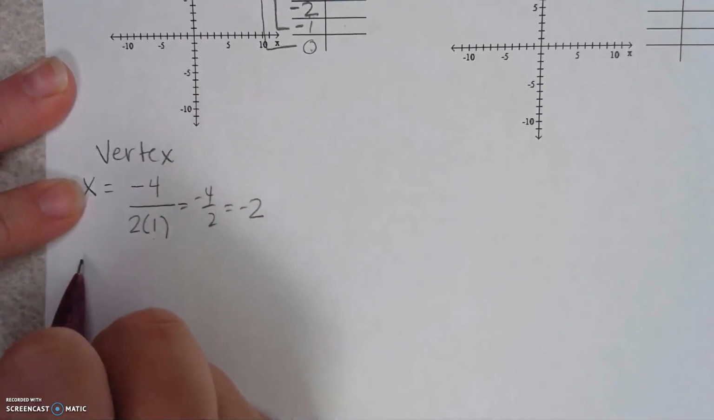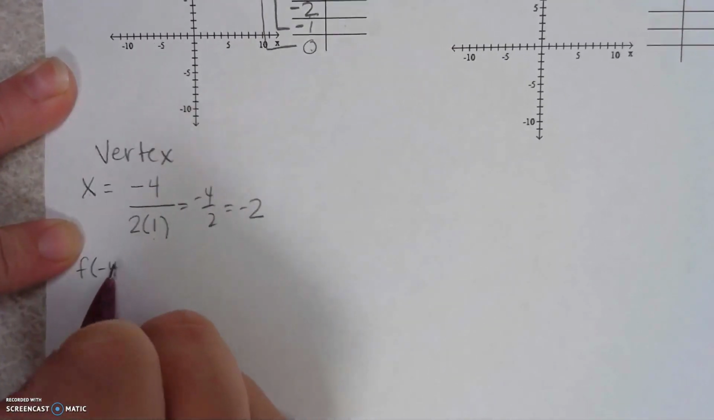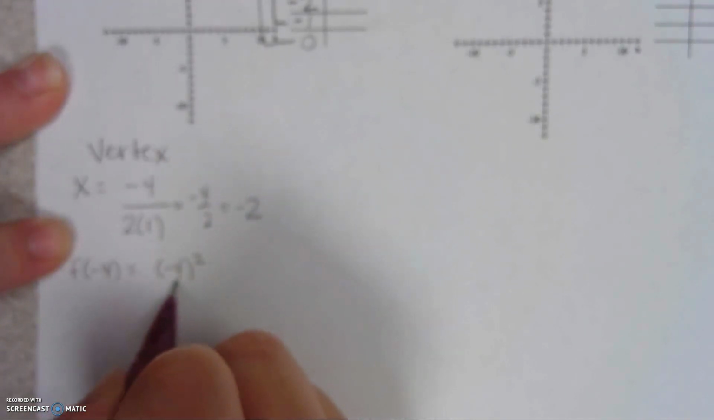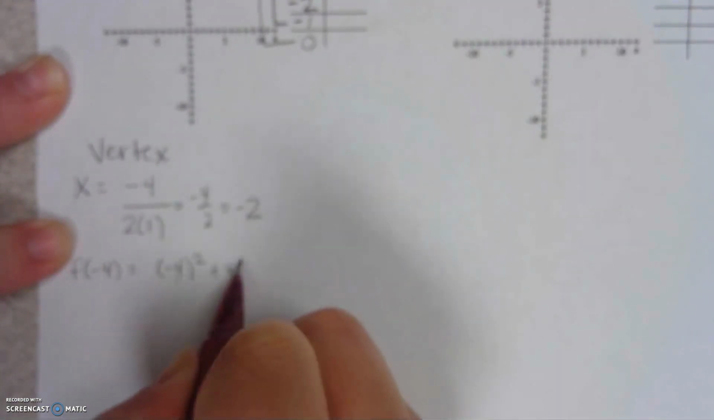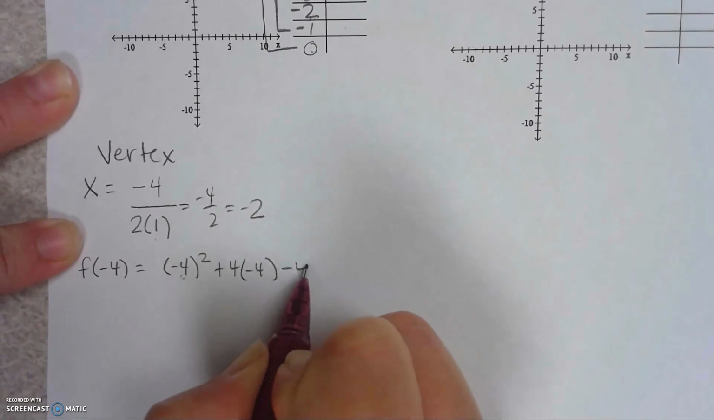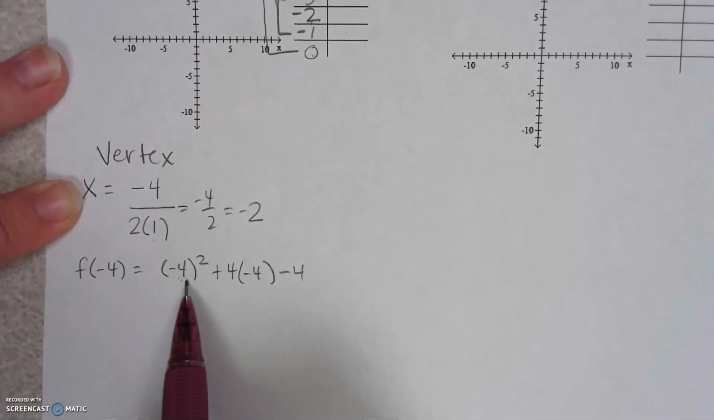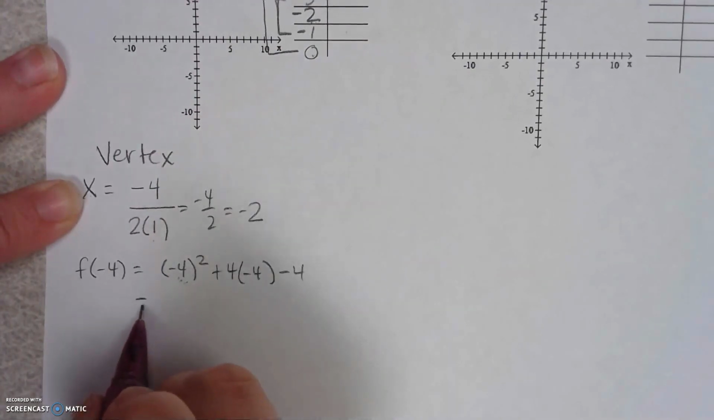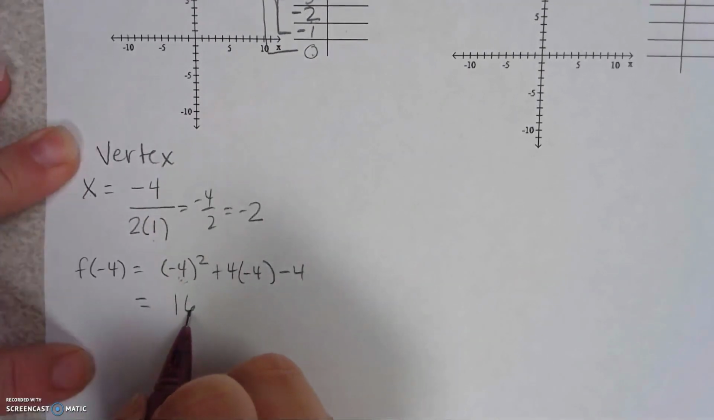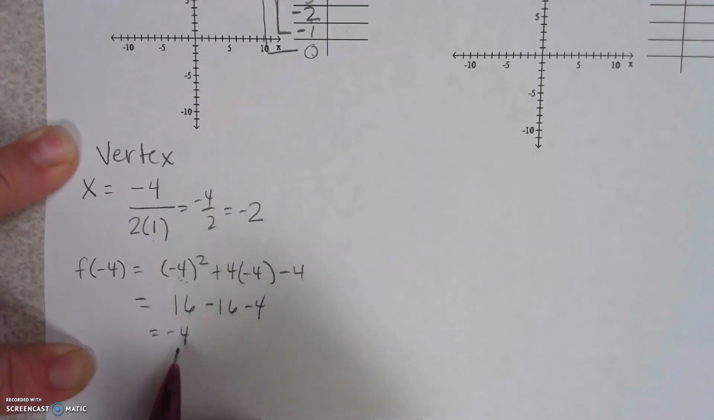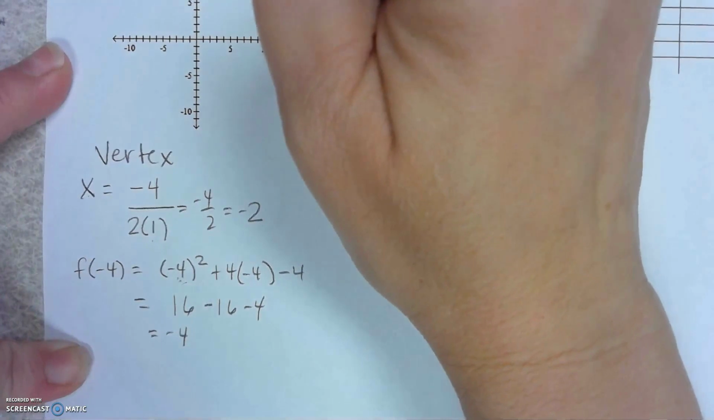So I'm going to find f of negative 4 by filling in. Make sure when you fill in a negative and you're squaring it that you put it in parentheses in your calculator. So when I fill in negative 4 in my calculator, I want to square it and put it in parentheses. So that's going to be 16 minus 4, which gives me negative 4. So I'm going to come up here.